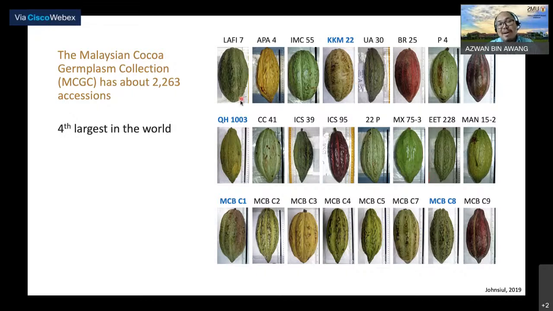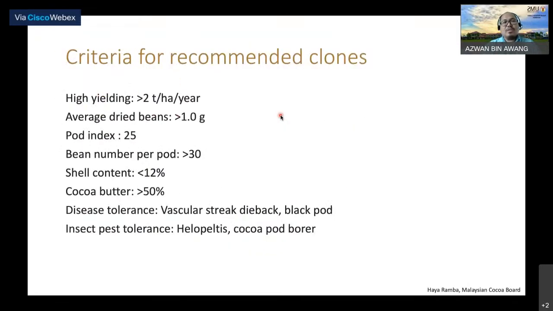So the ones that I marked blue here are the clones that we call Malaysian Class 1 Cocoa, right? Malaysian Class 1 Cocoa is an elite clone. I will show later on. So what is a good clone or variety of cocoa? All right, they must produce 2 tons per hectare per year of dried cocoa beans. A single bean must be 1 gram and above. Pod index means that to produce 1 kilogram of dried beans, the pod index is at least 25. Bean number per pod more than 30.